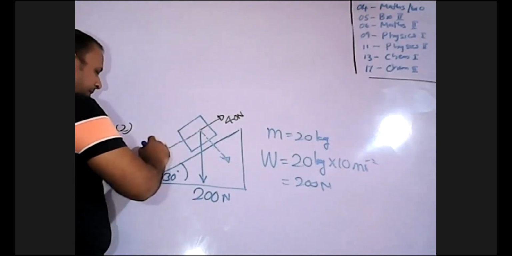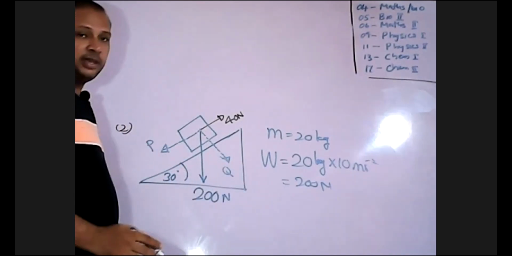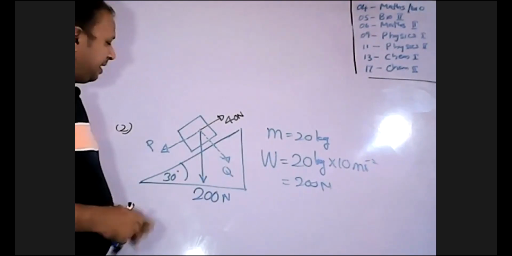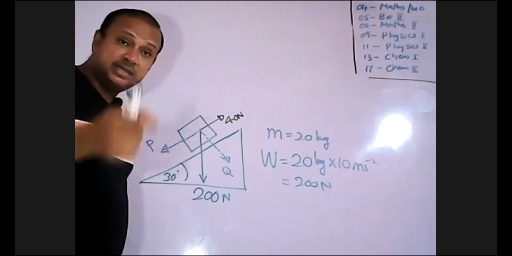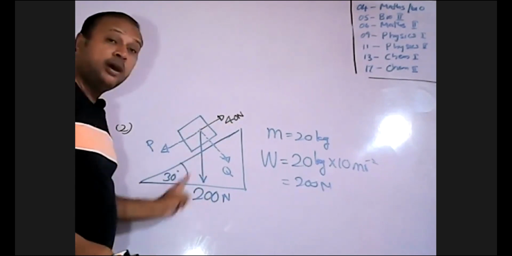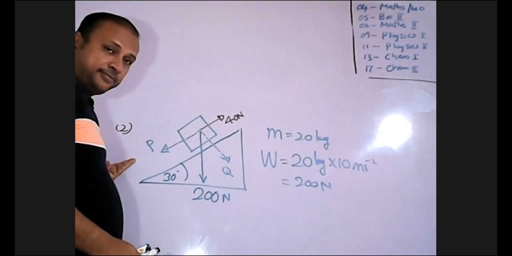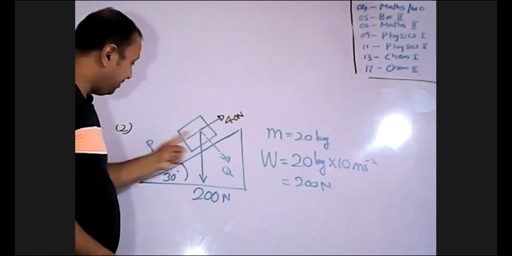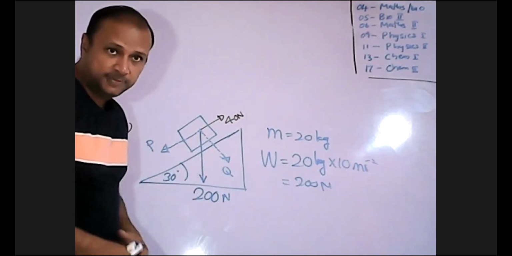Suppose this is P and this is Q. Now you have to find P and Q. Instead of taking the resultant force of 40 Newton and 200 Newton, I have resolved 200 Newton along the plane and perpendicular to the plane. Those are the two perpendicular directions in which I am going to resolve this force.